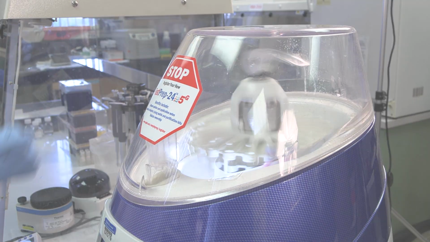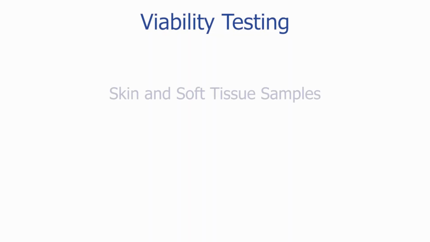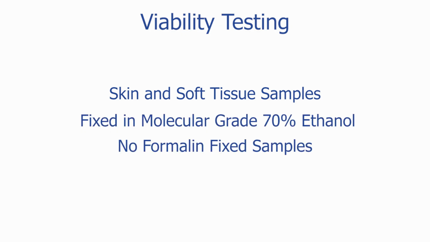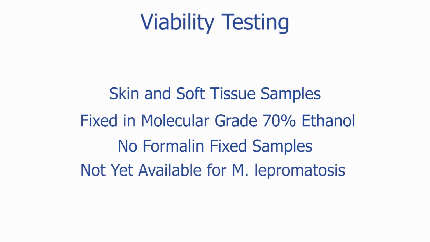The viability test can only be performed on skin or soft tissue samples fixed immediately after collection in molecular grade 70% ethanol. Tissue samples fixed in formalin cannot be used for viability determination. This test is not yet available for M. lepromatosis.